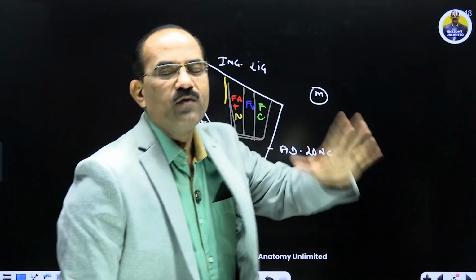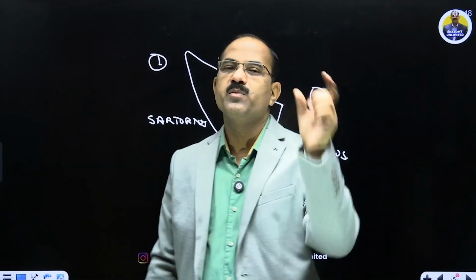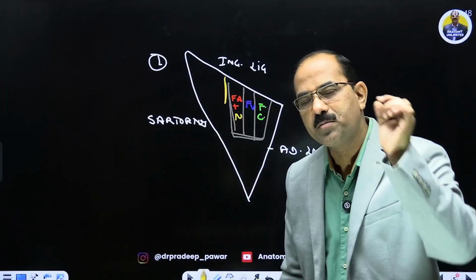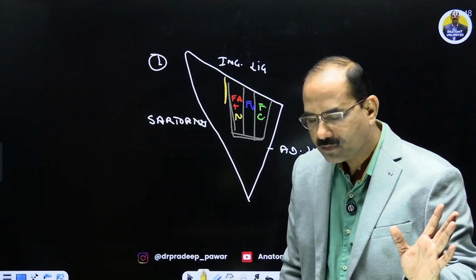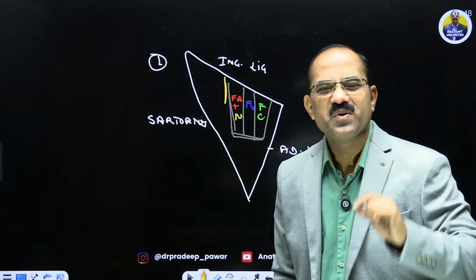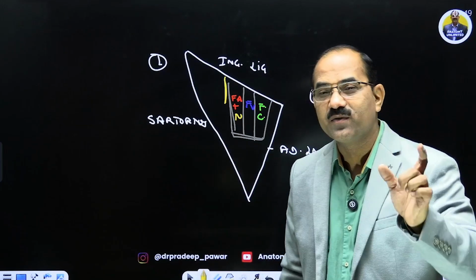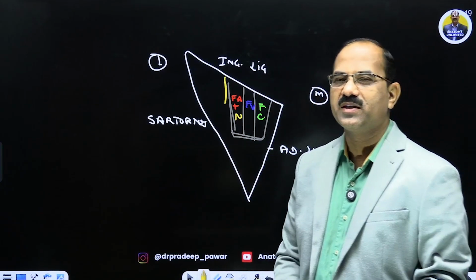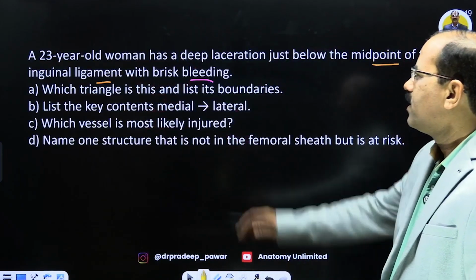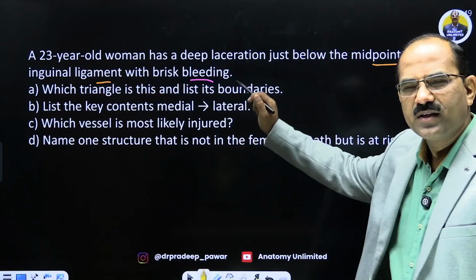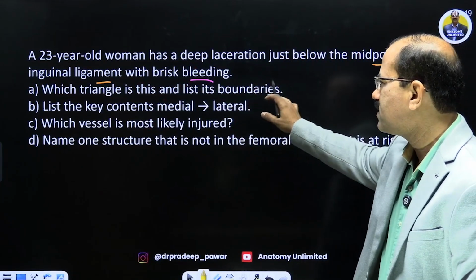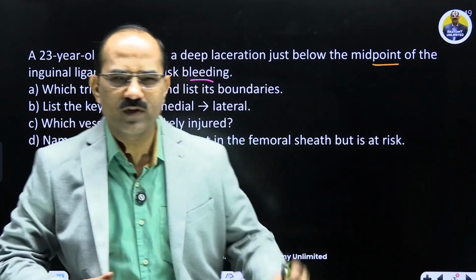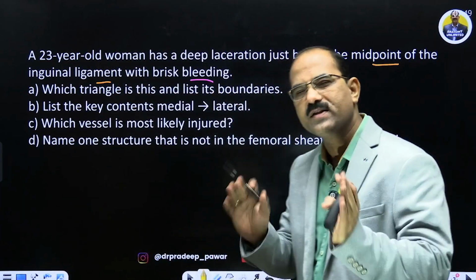Perfect है बच्चों. Femoral sheath में कौन है? Femoral artery, femoral vein है, with the femoral branch of genitofemoral nerve. Clear? So who's not there in the femoral sheath? The femoral nerve. It is outside the femoral sheath. Outside. चलो देखते हैं ये. ये clear है ना? Deep laceration injury हो गया. So which triangle is this? That's a femoral triangle.